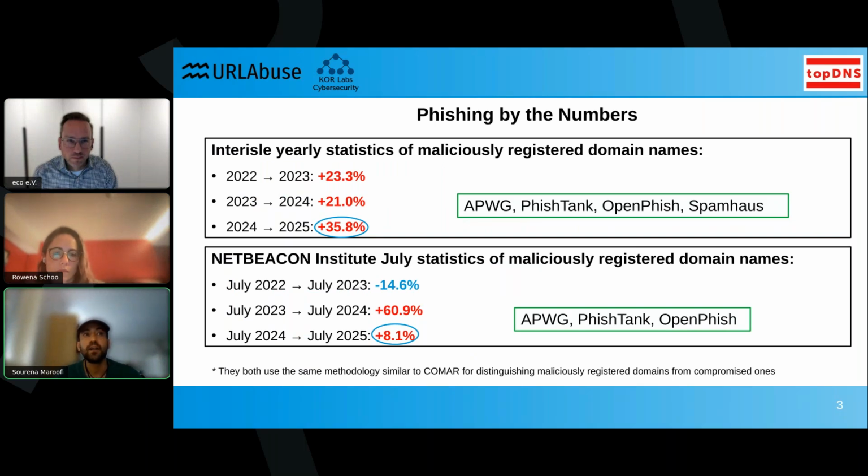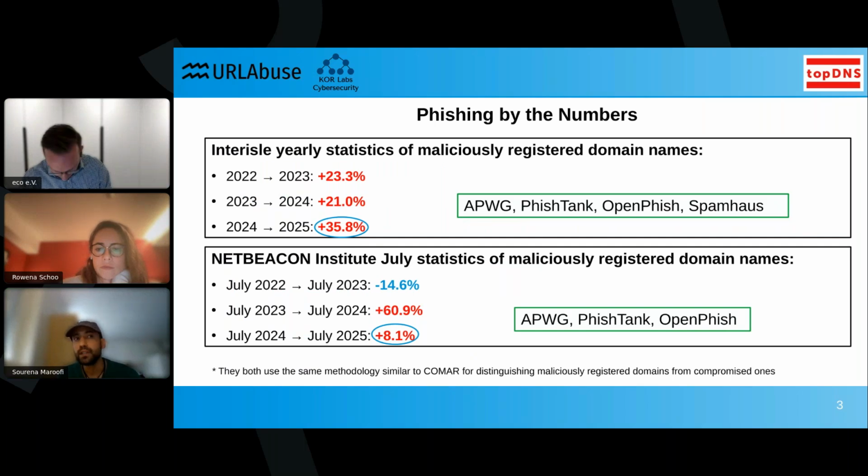So as you can see, the numbers are talking here. Almost always we had an increase. The amount of phishing is going higher and higher every year. Regarding NetBeacon statistics, I didn't have yearly statistics, so I chose July of every year from 2022, 23, 24, and 25. And for Interisle, it's yearly statistics. The numbers are very different, but the difference is not important. The most important thing is that we can see clearly that the number of maliciously registered domains is going higher and higher every year. Especially from 2024 to 2025, we see that both of the reports show that it is going higher by 8% and by 35%.